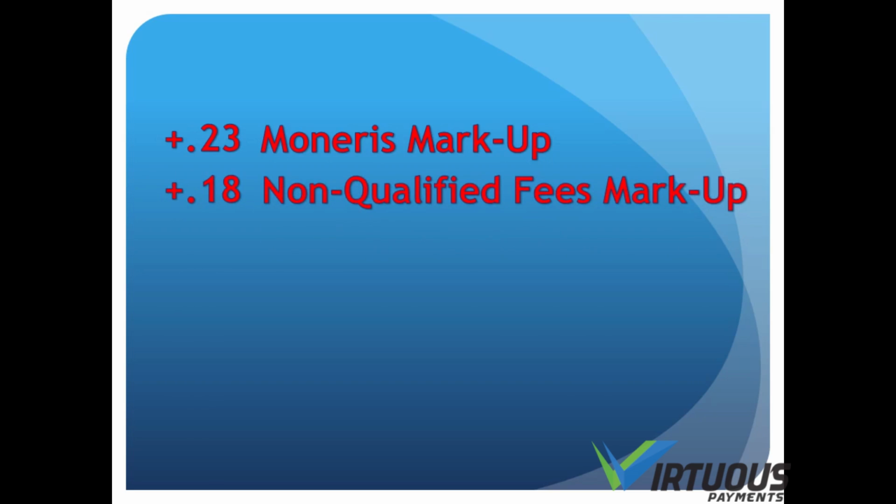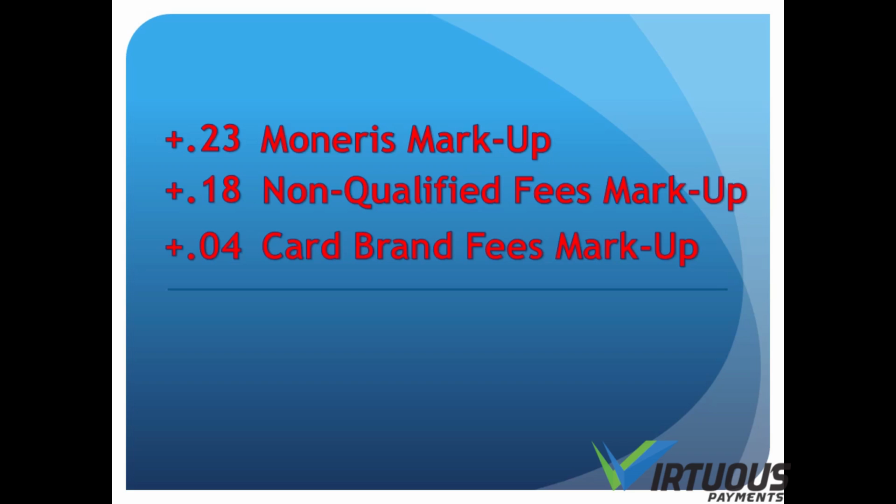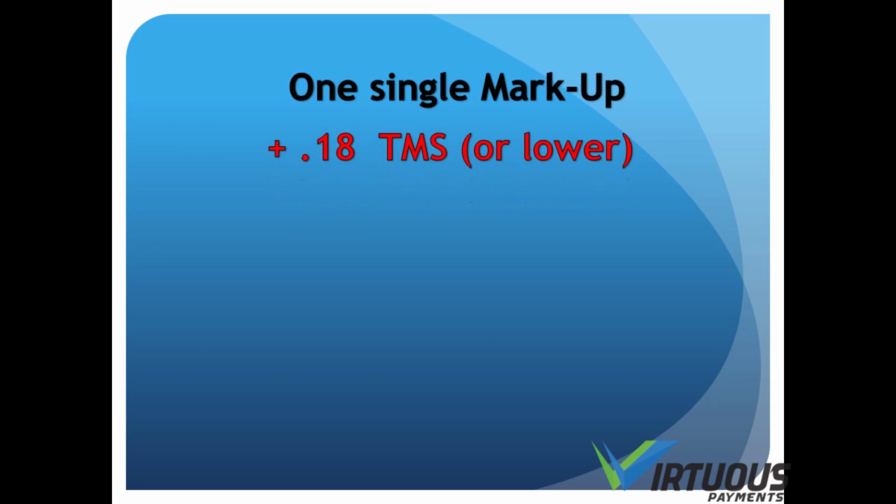So to summarize all the fees, there is a 0.23% markup on the base rate, a 0.18% markup on the non-qualified fees, and a 0.04% markup on the card brand fees, bringing your total sum in markups to 0.45%. With total merchant services, these markups are eliminated and replaced with one single markup from the processor.